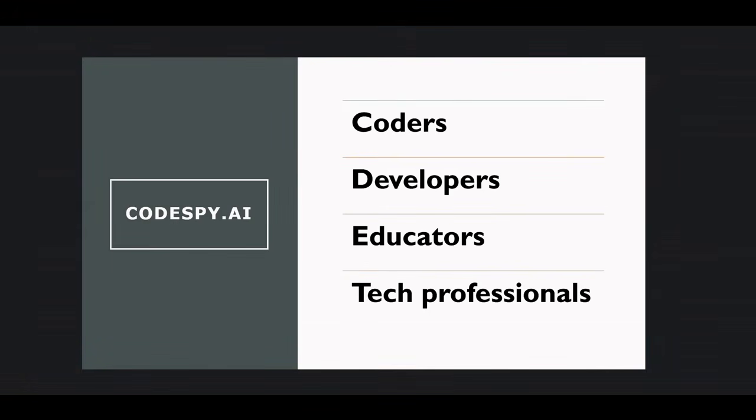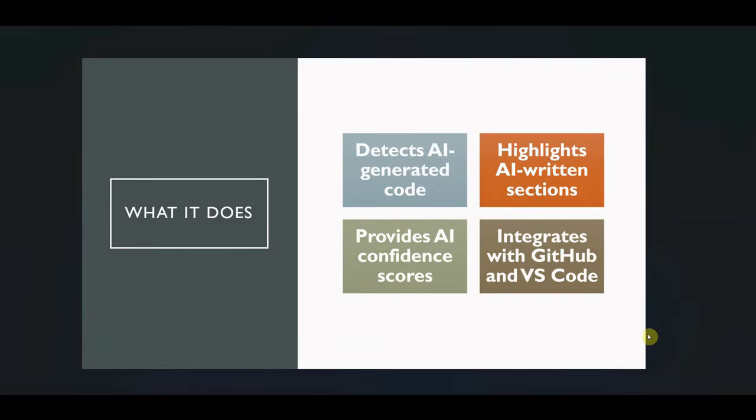So it is a very new and I would say a very exciting tool which is available in the market today, specifically designed for coders, developers, educators, and tech professionals. So let me show you one thing: what it can do for us. It helps you detect AI generated code. There are scenarios where we don't want AI generated code, depending on the business, the enterprise, or the product we are building. We just want to detect whether this code is generated by AI or not.